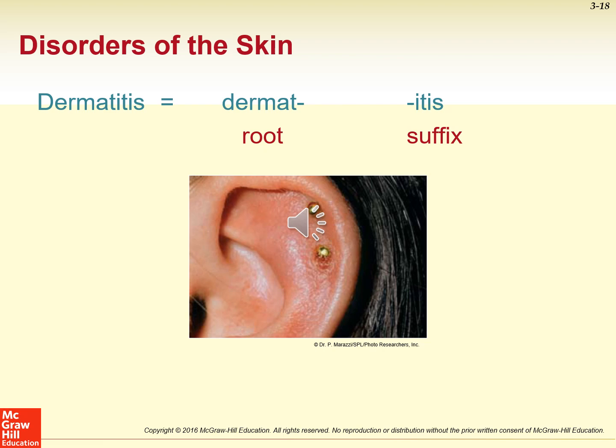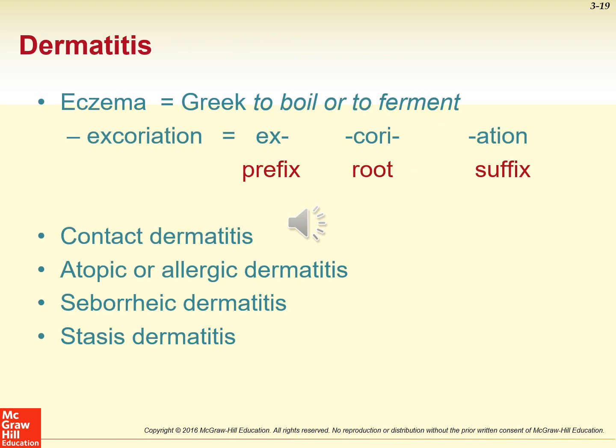Pruritus is the medical terminology for the word itch. Eczema is a general term used for inflamed, itchy skin conditions. Eczema is an itchy red rash that weeps serous fluid that may become crusted or scaly. Excoriation refers to scratch marks.